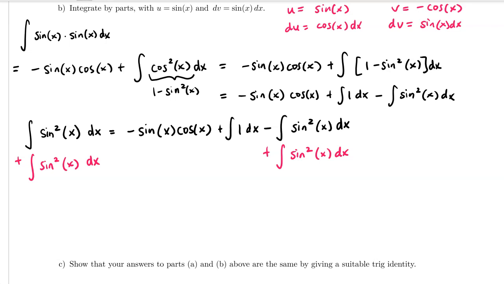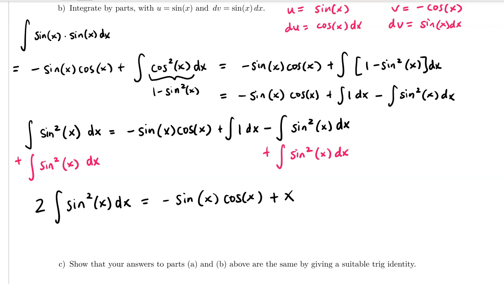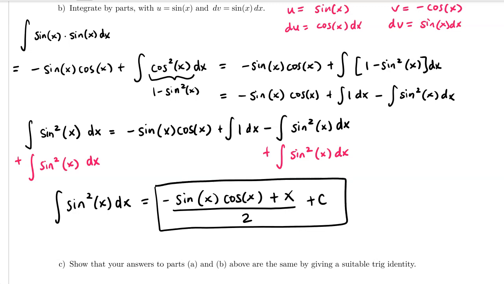And if I do that, then on the left-hand side, I get 2 times the integral of sine squared x dx is equal to negative sine of x times cosine of x. Then the integral of 1 dx, that's going to give us x. And then at this stage, I can divide both sides by 2. And don't forget our constant of integration. So that is our final answer here.